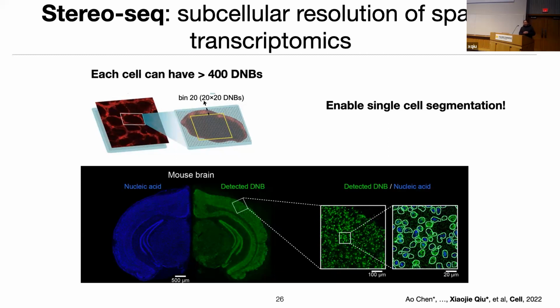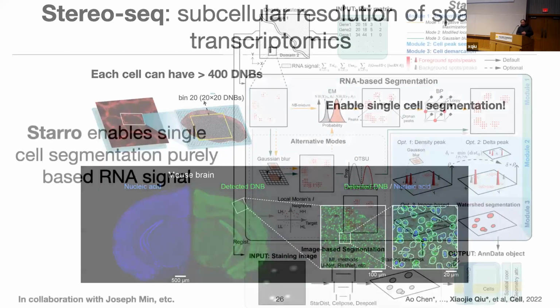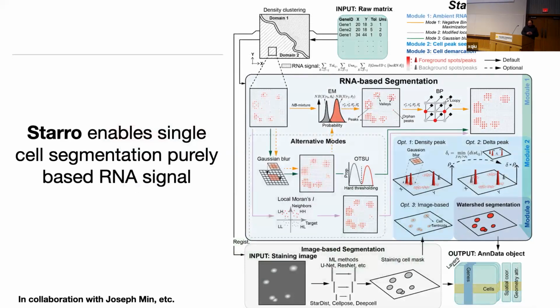And this is actually very beneficial because sometimes doing the nucleic acid staining or other staining will complement your sequencing quality, and this is also a time-consuming step. So it would be great if we can directly use the RNA signal to perform the segmentation. For this, we developed a new tool called Starro that performs segmentation purely based on RNA signal. Starro starts with the raw matrix of gene expression in physical space.